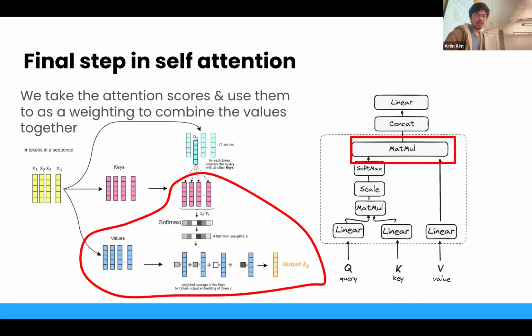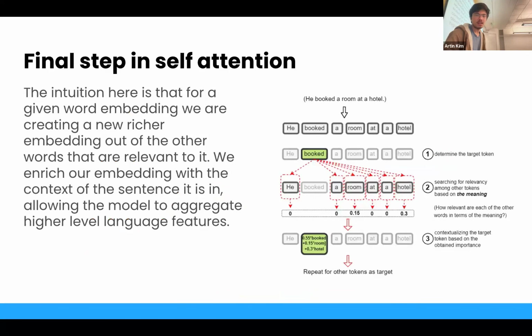Yeah. So then I'll go to this slide. Once you have "booked," for example, you have its relationship to all these other words: "hotel" has a really high score, "a" has 0, maybe "room" has a lot. What you do to capture richer information is create a new vector that is a linear combination sum of those other words weighted by that attention score.